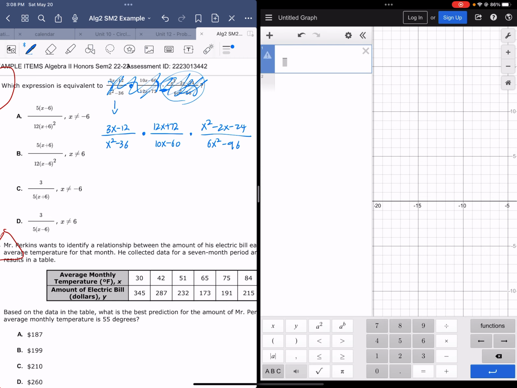So I'm gonna put divide, times, divide, times, divide. Do you see now I have 3 fractions like this? And then I'm gonna put 3x minus 12 and what? X squared minus 36 and 12x plus 72, 10x minus 60. On the top, x squared minus 2x minus 24 over 6x squared minus 96.